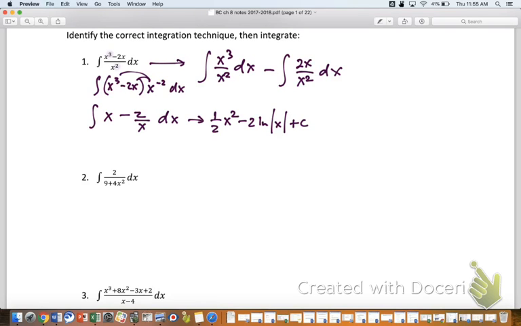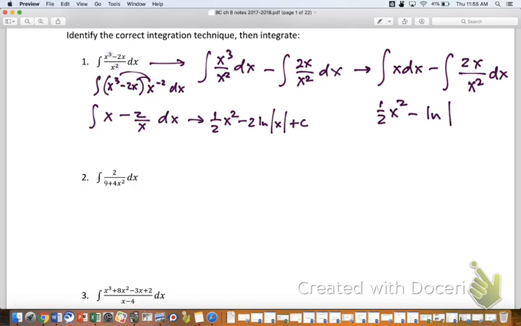So this is what Colin said. He did this, and then he said x cubed over x squared is x. And then he left this other one as is. And I'm assuming then you probably said, hey, the derivative of x squared is 2x. So it perfectly fits the chain rule with the natural logarithm pattern. So you got 1/2 x squared over here, of course. Then you got natural log of x squared plus c.